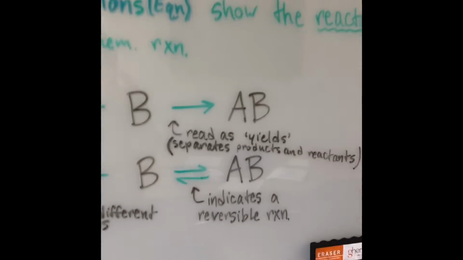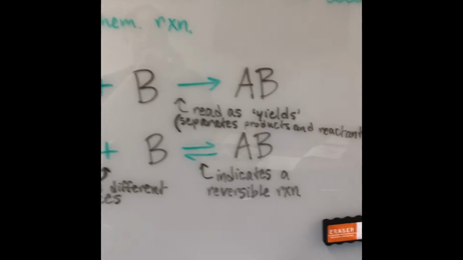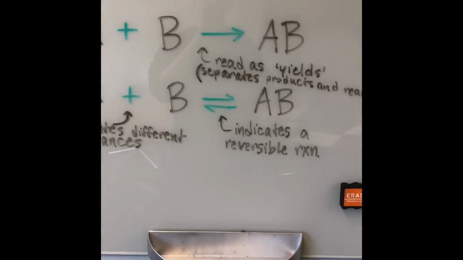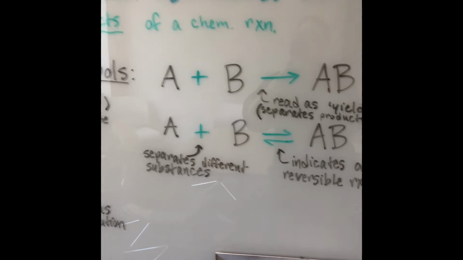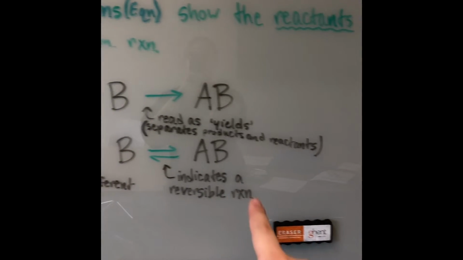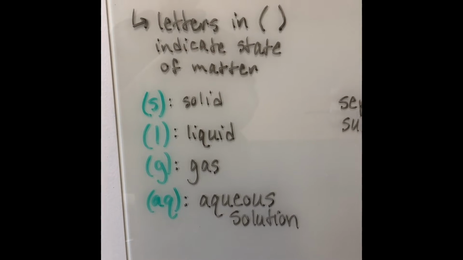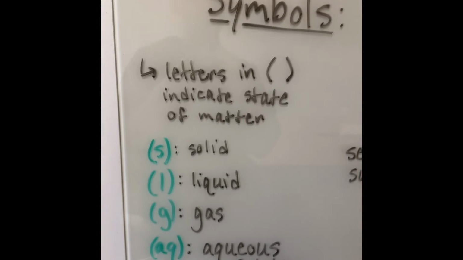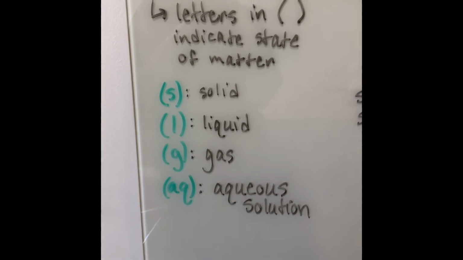The next symbol you need to know is an arrow. An arrow is used to separate the products and reactants, and you read it as yield. Another type of arrow could be something that looks like this, which indicates a reversible reaction. So the reactants go to products, but the products, these substances, can also become the reactants again. Another important thing to know is that in most equations, they will indicate the state of matter in parentheses after each substance. So here, this shows what the letters mean.